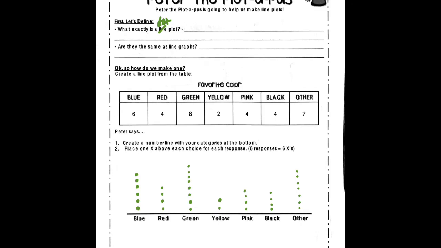All right, so here we are. I really like dot plots. I think they're really pretty simple. You just look at what your categories are and you put them at the bottom of a line and then you just do your dots. All right, so that's it. That's all you do. Let's go ahead and look at the next page.